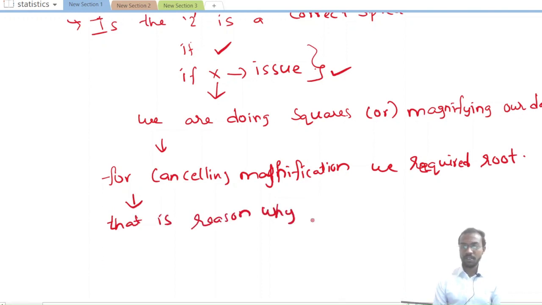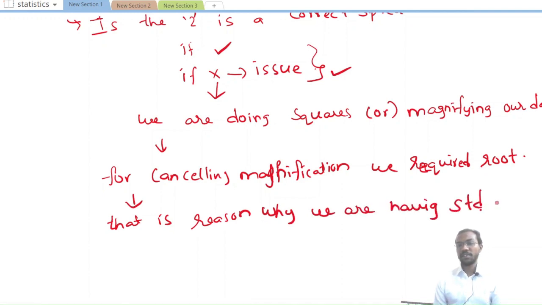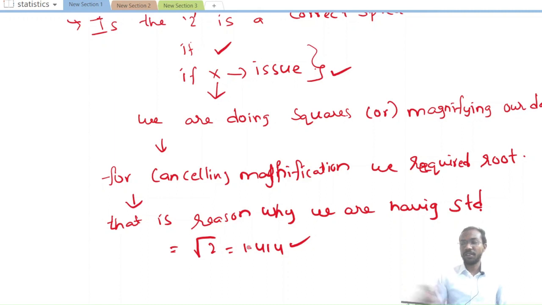That is the reason why we have standard deviation. Here the 2 is a wrong answer, because we are doing squares. We rectify this issue by taking the root of the 2. That gives 1.414, which is the correct spread for our data. That's why every time we do squares, we need to do roots.